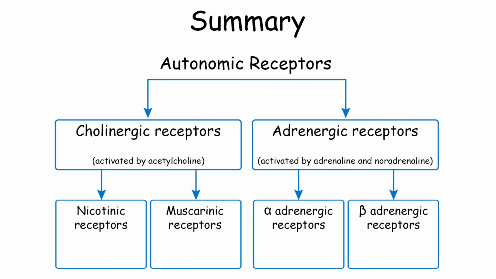You should now understand how the brain and spinal cord communicate with organs via the peripheral nervous system using neurotransmitters and receptors. The sympathetic and parasympathetic nervous systems exert opposite effects to maintain physiological homeostasis. These are governed by the cholinergic and adrenergic systems.